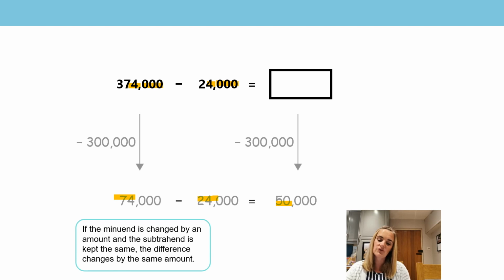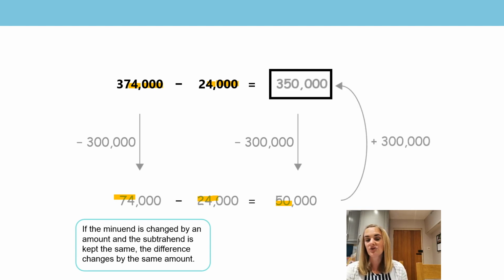So if we've dropped it for our related fact, we've dropped it by 300,000, then to get back to our original calculation, we need to use our difference from our related fact to help us, and that difference, instead of decreasing by 300,000, it now needs to increase by 300,000. So I now know that 374,000 subtract 24,000 is 350,000.